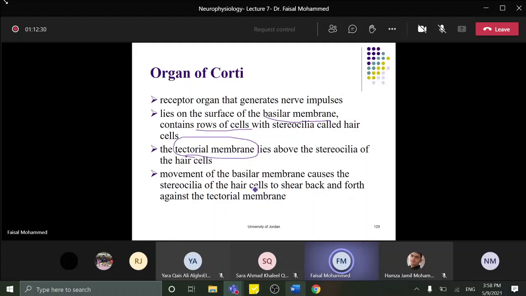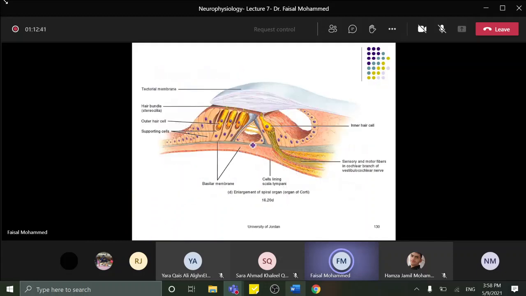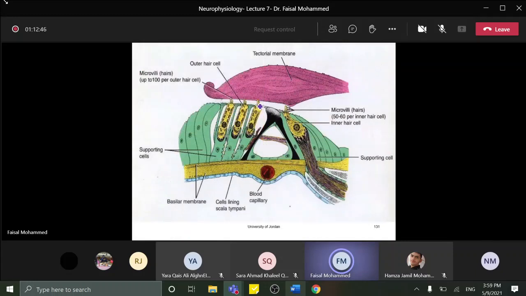This tectorial membrane is what produces the shear back and forth, which gives us the action potential. Here this is the tectorial membrane, these are the hair cells, one row of inner hair cells and three rows of outer hair cells. The main cells concerned with hearing are the inner hair cells, but the outer hair cells are still very important for corticofugal fibers, which control sharpness and intensity.